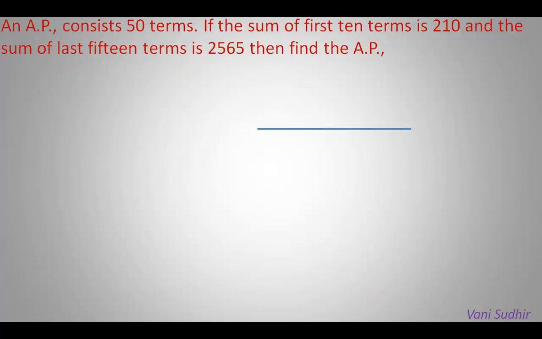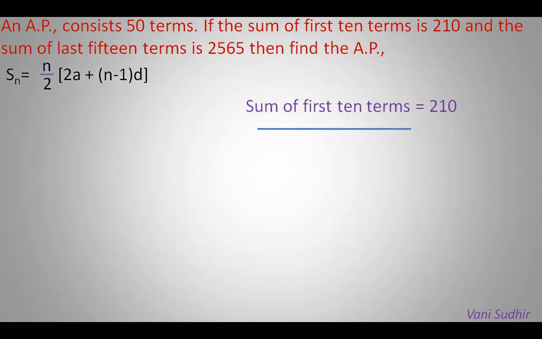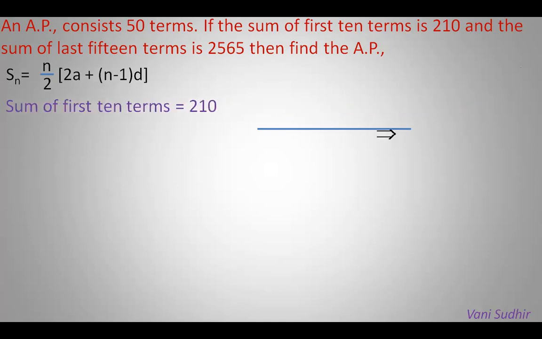An arithmetic progression contains 50 terms. N is given here. If the sum of the first 10 terms is 210 and the sum of the last 15 terms is 2565, find the arithmetic progression, they are saying. So the sum of n terms formula we have to use. First 10 terms they have given 210. N value we have to write 10. A value, D value we do not know. Sum Sn they have given 210.